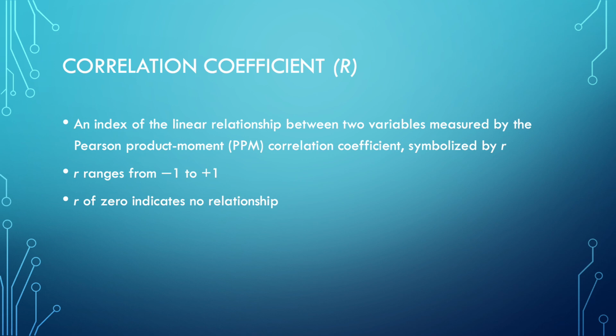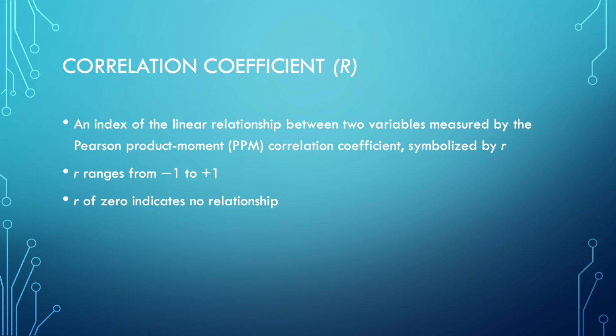First, we will talk about the correlation coefficient, also referred to as R. The correlation coefficient is an index of the linear relationship between two variables measured by the Pearson product moment, or the PPM, correlation coefficient, symbolized by lowercase r. R scores range from -1 to +1. This association can be depicted by a straight line. It indicates the magnitude and direction of a relationship.